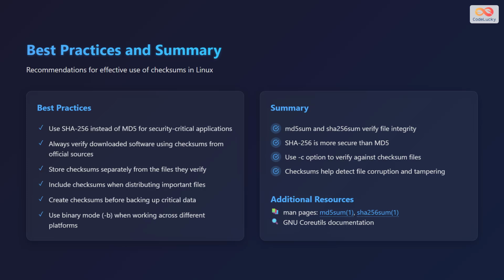In summary, md5sum and sha256sum verify file integrity. SHA-256 is more secure than MD5. Use the -c option to verify against checksum files. Checksums help detect file corruption and tampering. For additional resources, refer to the man pages for md5sum and sha256sum.